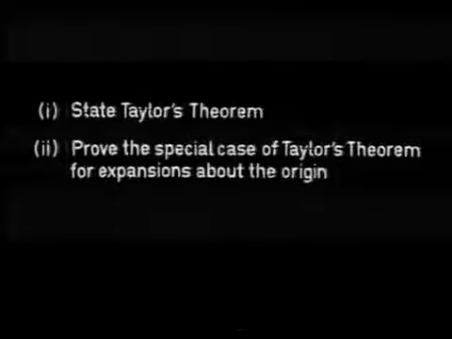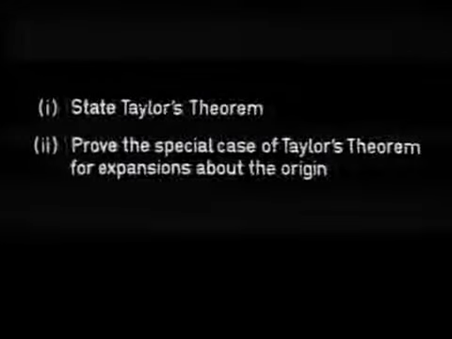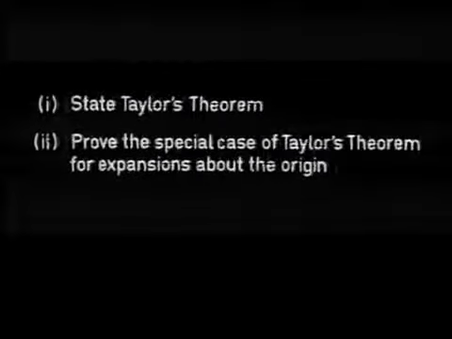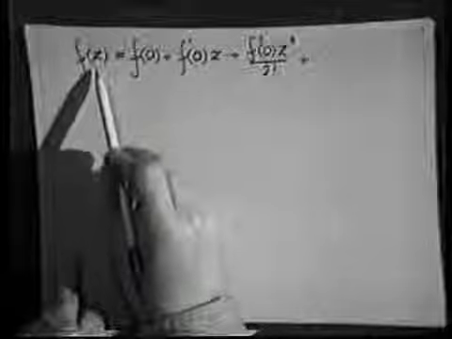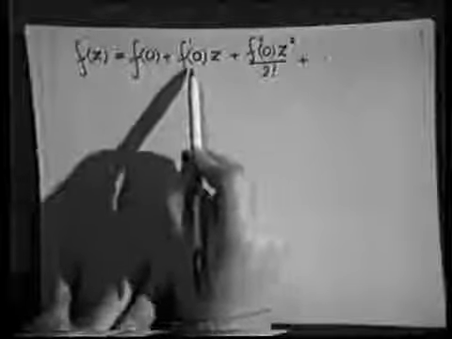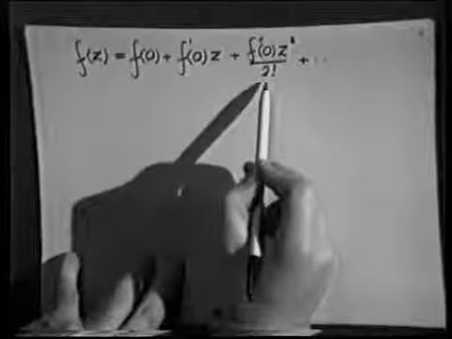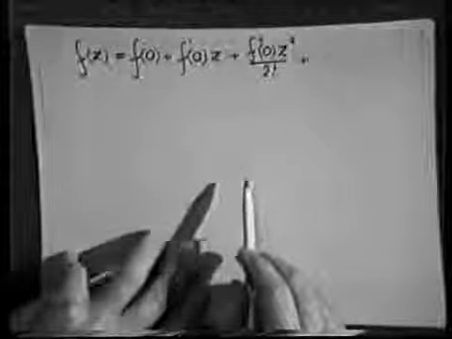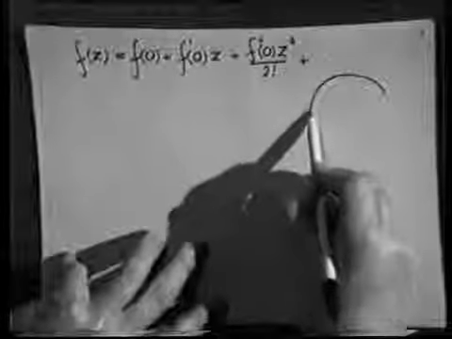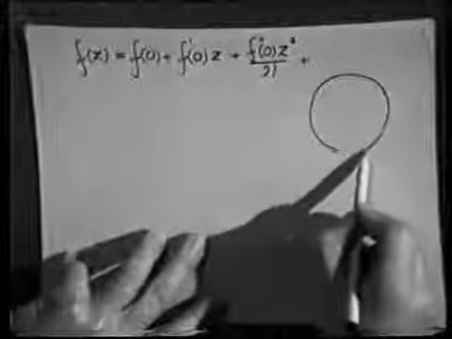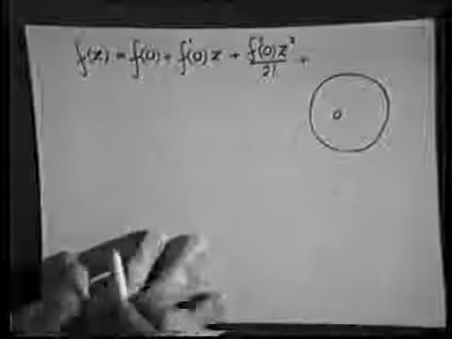So we've got to prove the special case of Taylor's theorem for an expansion about the origin. Well, this is the theorem that's sometimes called Maclaurin's theorem, and I guess that we're given this one because it's a little bit easier to prove than the general form of Taylor's theorem. So the series now is going to look like this. It's going to be f of z equals f at 0 plus f dashed at 0 times z plus f double dashed at 0 z squared over 2 factorial, and so on. And that's going to converge in a disk. Now, the disk is going to be centered at the origin.